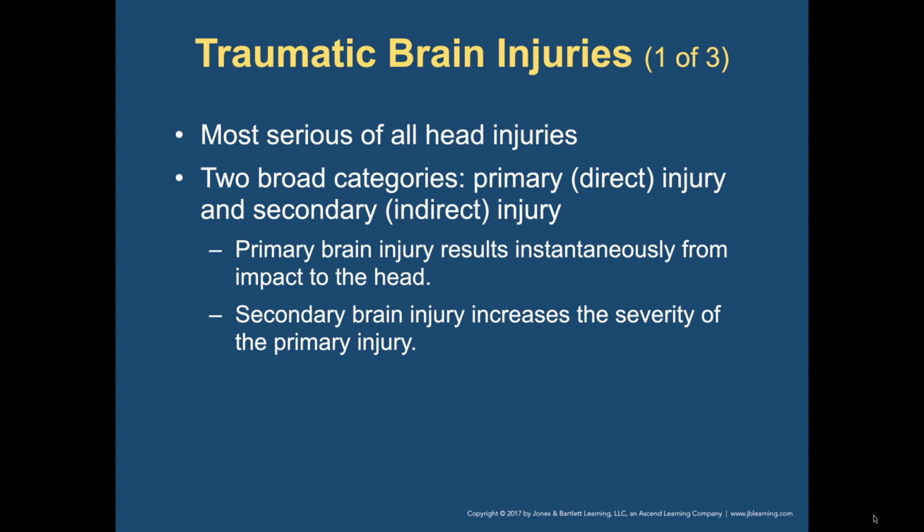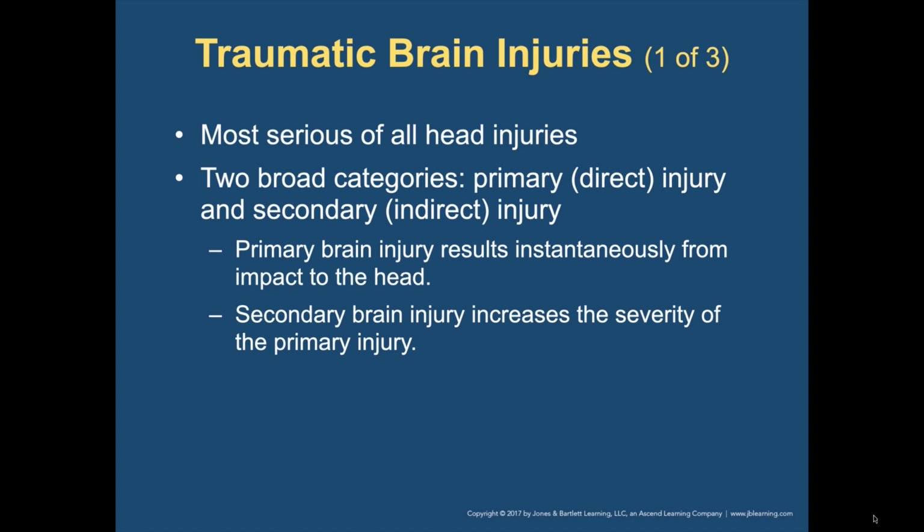The National Head Injury Foundation defines a TBI as a traumatic insult to the brain capable of producing physical, intellectual, emotional, social, and vocational changes. And again, like I said, this is the worst of them all. They're classified into two broad categories: primary injury and secondary injury. Your primary brain injury results instantaneously from the impact. So the actual traumatic impact is your primary.